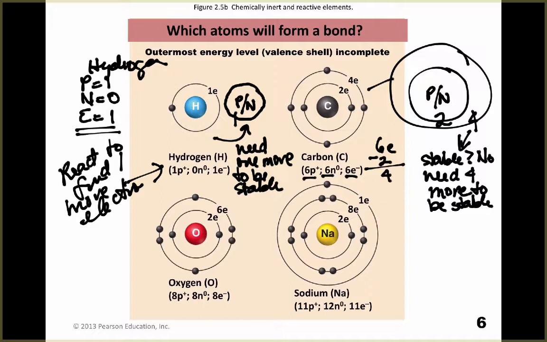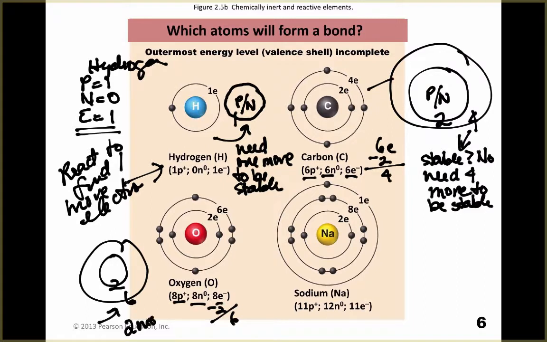Let's look at oxygen here. He has 8, 8, and 8. So how many does he have in the first shell? 2, right? 8 minus 2 equals 6. How many does he have in the second? 6. How many more does he need to be stable? We need 2 more, right?